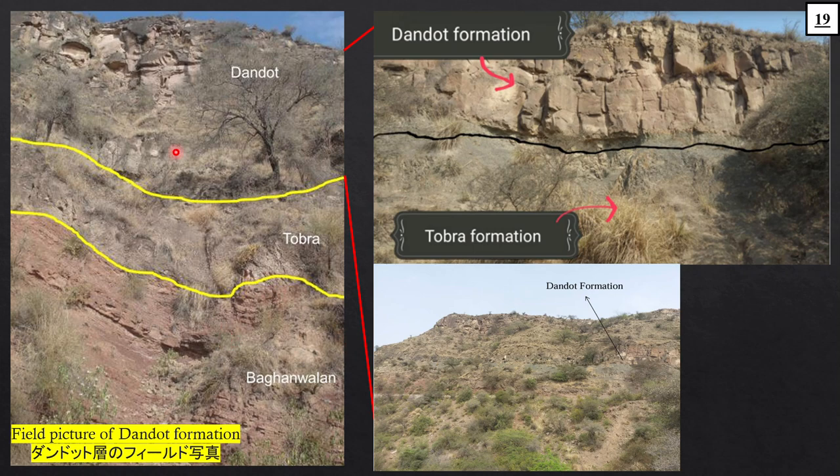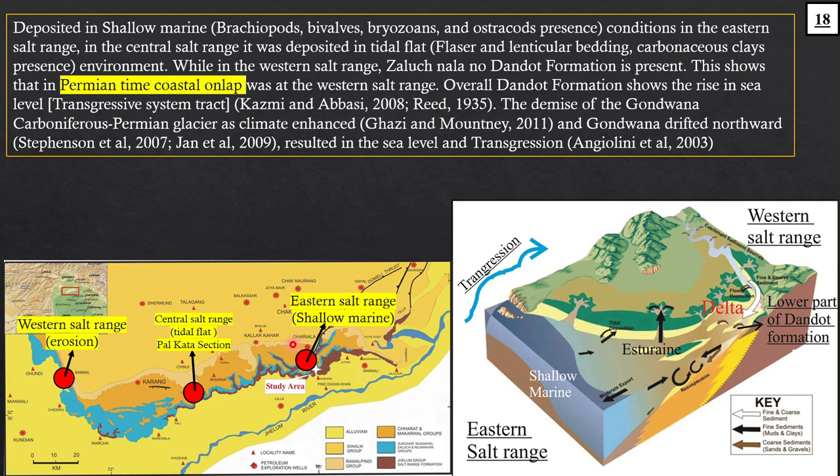There are some field photographs of the Dandot Formation. This is the marine glauconitic deposit which is present in the eastern Salt Range. This is the contact with the Tobra Formation. This is the Dandot outcrop which is present on the Choa Saidan Shah road of the eastern Salt Range, near the Keoda Gorge.